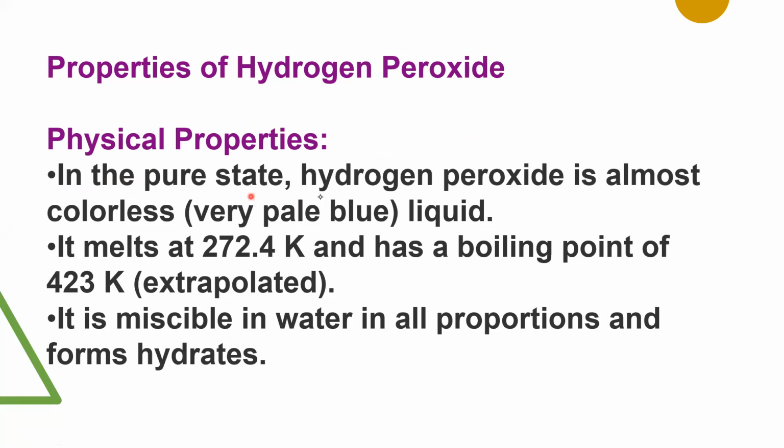In the pure state, hydrogen peroxide is almost colorless, a very pale blue color liquid. It melts at 272.4 kelvins and has a boiling point of 423 kelvins, extrapolated. It is miscible in water in all proportions and forms hydrates. Hydrogen peroxide is miscible with water, alcohol and ether in all proportions.